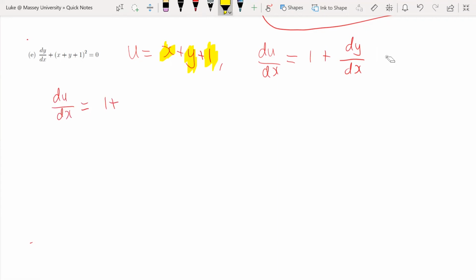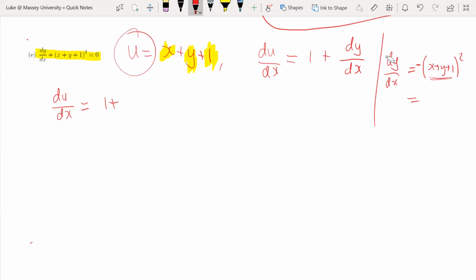Okay, but dy by dx is the ODE itself. So dy by dx is equal to negative x plus y plus 1 squared. But we were calling this thing x plus y plus 1 u. So dy by dx is actually equal to negative u squared. Okay, so I can rewrite my equation: du by dx equals 1 minus u squared.